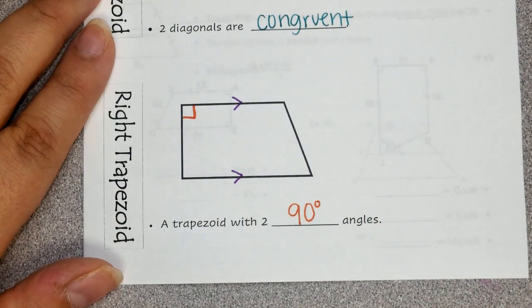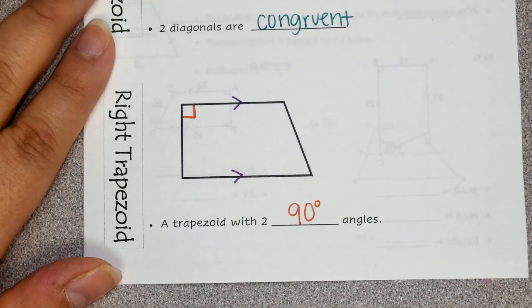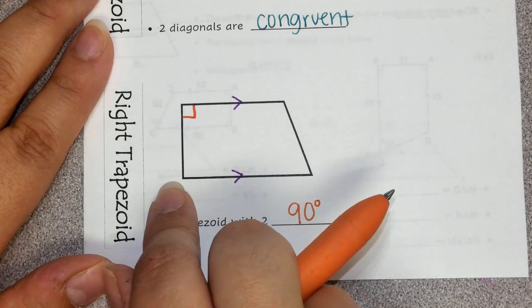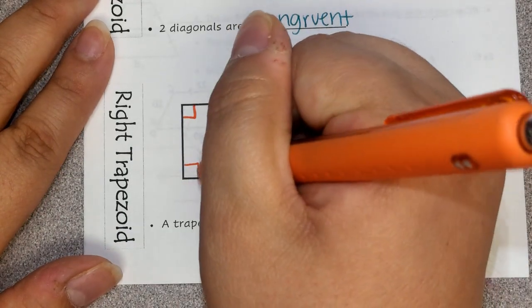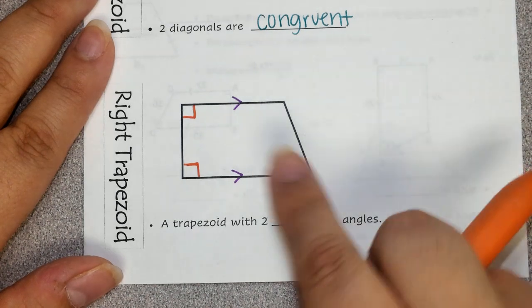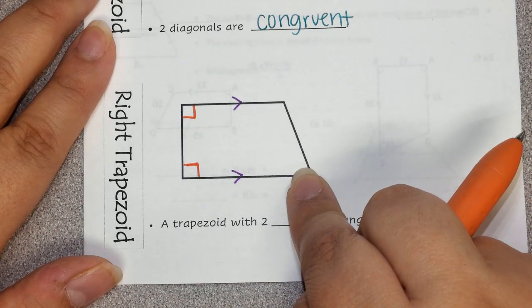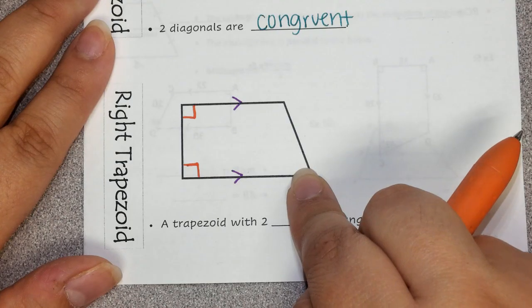Can it only have one? No. Why not? Same side of two angles. Because if this one equals 90, what do we know about these two angles right here? They equal 180, so they have to be the same. What about on this side over here? Can these be 90? No. But then that would be a square or a rectangle.